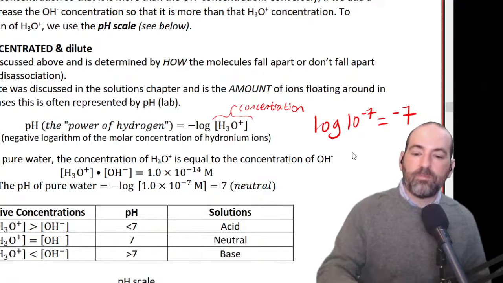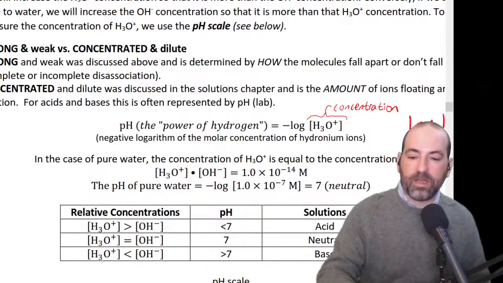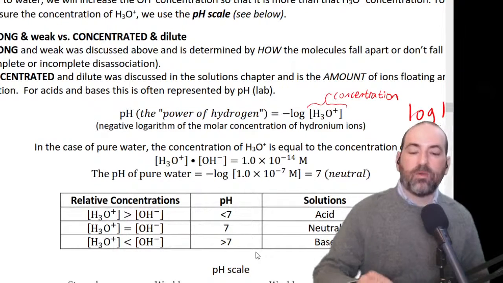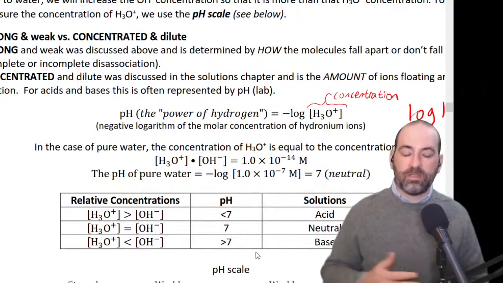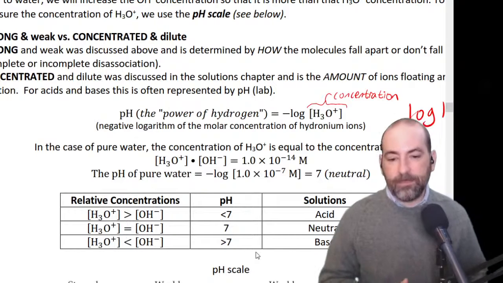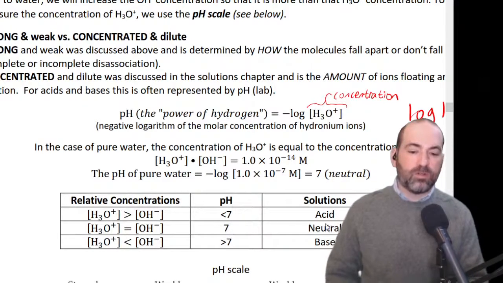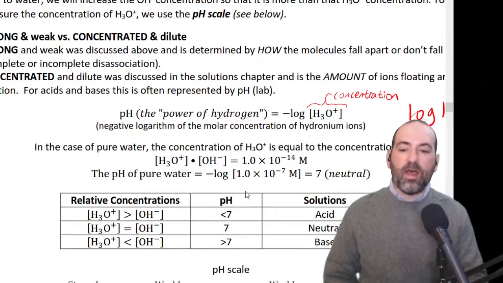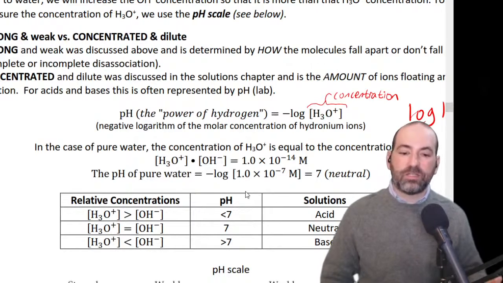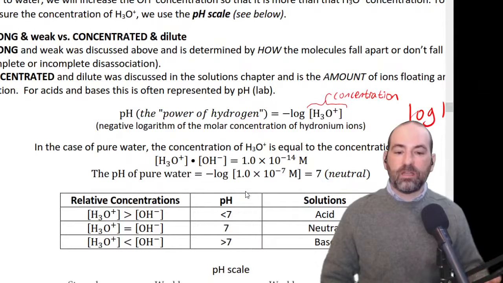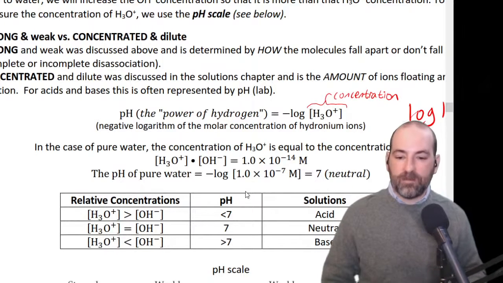So when you take the negative log of that hydronium concentration, you get a nice number that is somewhere between 0 and 14. Right at 7 is a perfectly neutral water solution where the hydronium and hydroxide concentrations are equal. They're both 10 to the minus 7, and so the pH is 7.